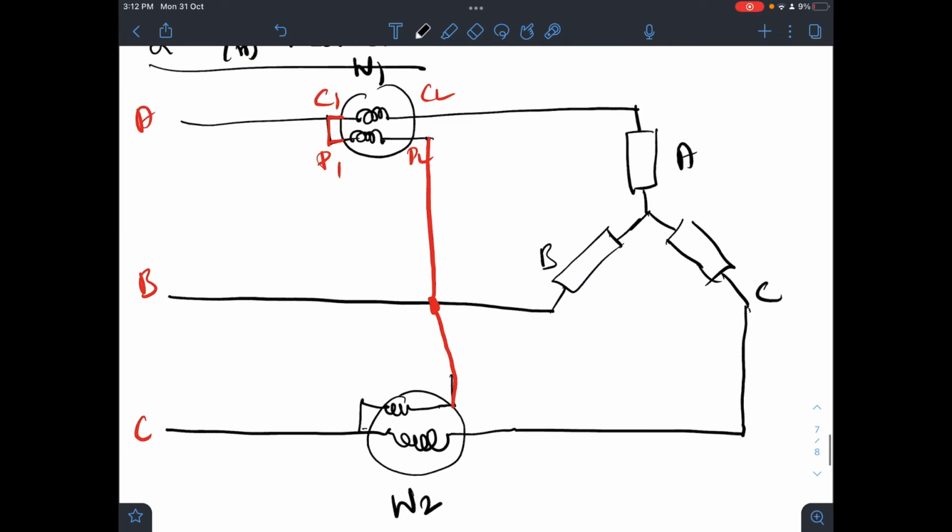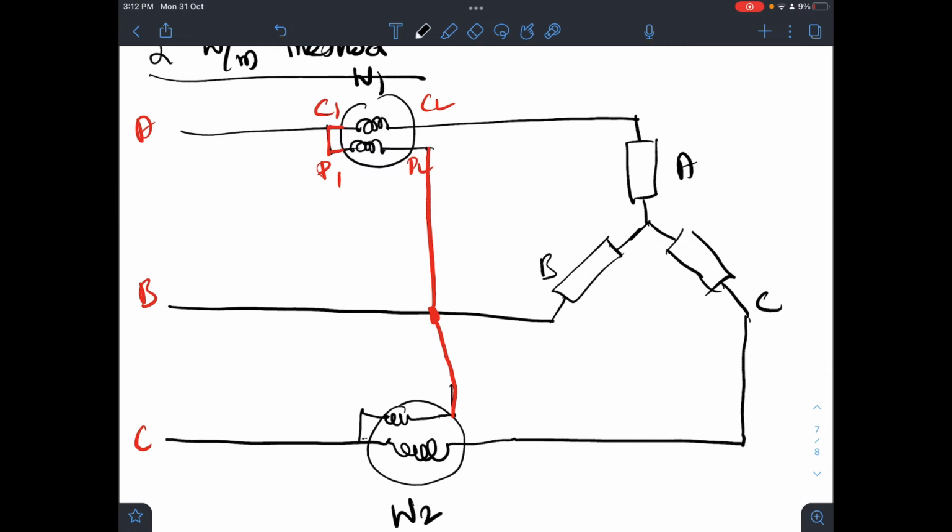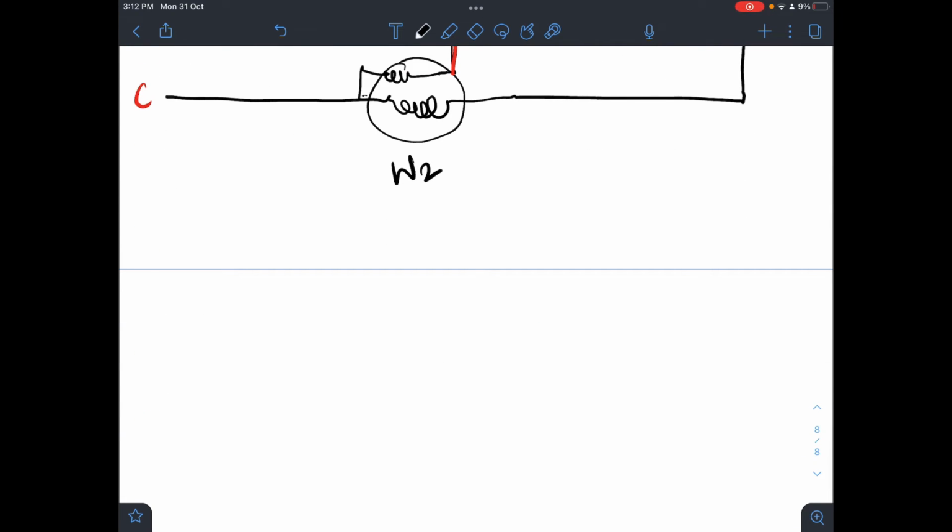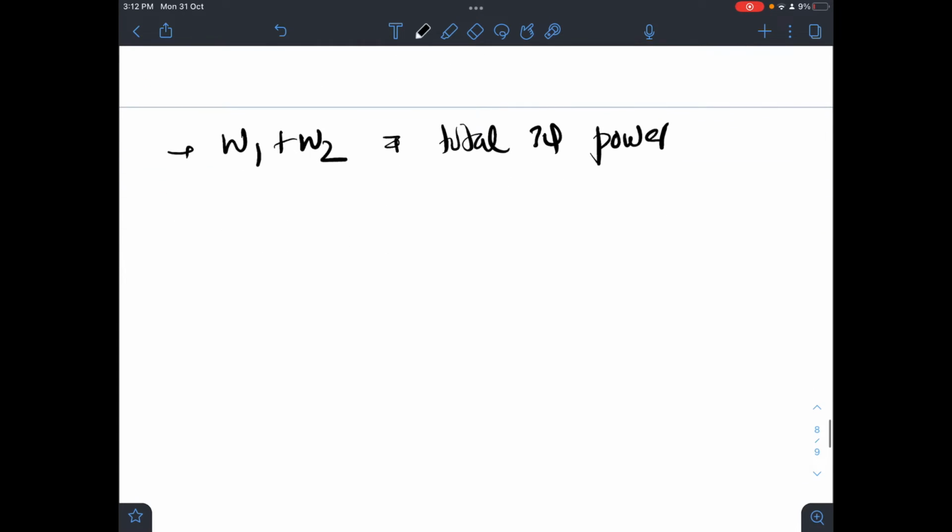In the two wattmeter method, we will make the connection as you are seeing now. If you add the two wattmeter readings, W1 plus W2, you will get the total power. It will be equal to the total three-phase power. Now let us discuss how it is possible.